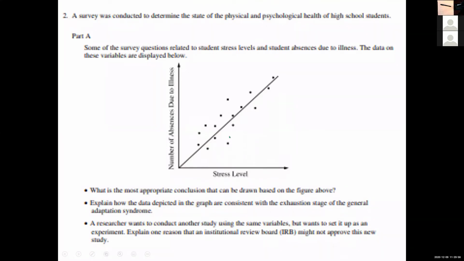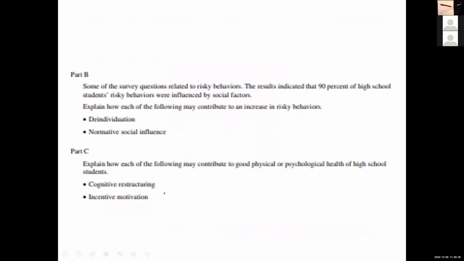So notice this is the first section. It's got part A. It has a B and a C. So part A, it gives you a graph. It tells you just a little bit about the scenario, the study, and then it gives you tasks. So for example, it might say, what's the most appropriate conclusion that can be drawn based on the figure above? Explain how the data in the graph is consistent with the exhaustion stage of general adaptation. Okay, so those are tasks. And on the next slide, you see the terms. So the research methods FRQ question is a big one.